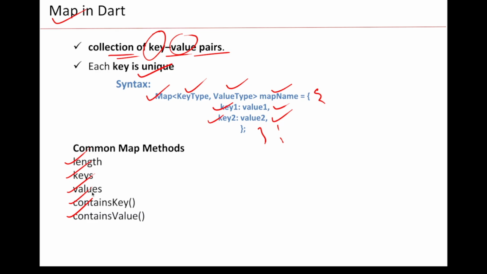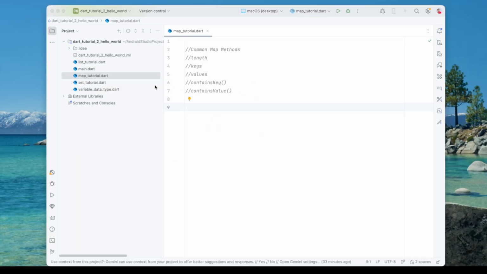So I'll jump into Android Studio. Here I have created one file, map tutorial, and now let's quickly write code for the main method. So void main and the body of the main method. Now our main method is ready.